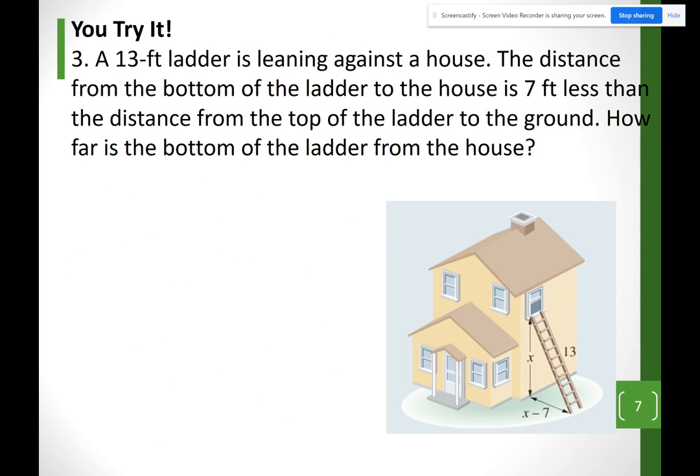Now you try this one at home. A 13-foot ladder is leaning against the house, so there's the ladder. The distance from the bottom of the ladder to the house is 7 feet less than the distance from the top of the ladder to the ground. We don't know the distance from the top of the ladder to the ground, so we call it x. The distance from the bottom to the house is 7 less, so that's x minus 7. There's a 90-degree angle there. So for x, you should end up getting that x is equal to 12. Here, how far is the bottom of the ladder from the house? You should get 5 feet.